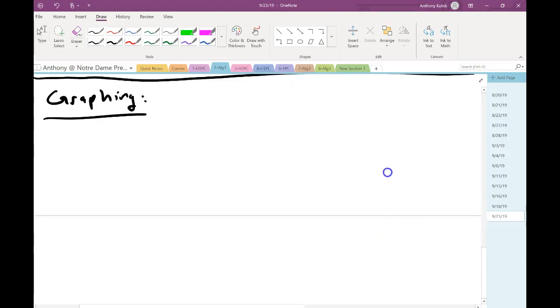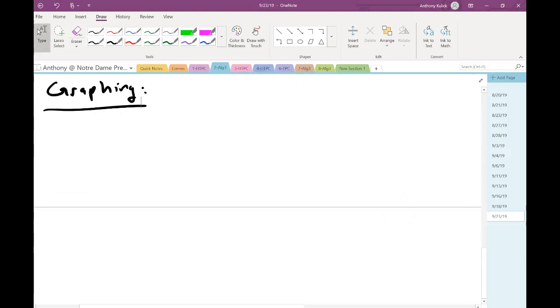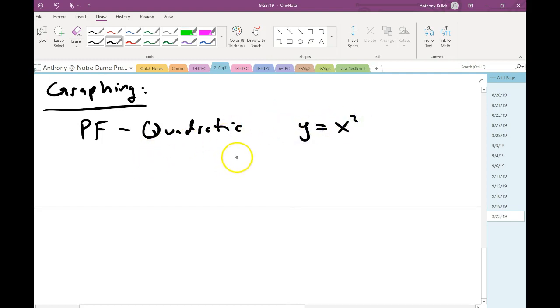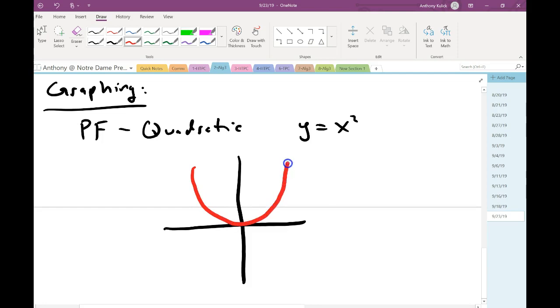So we've been talking about graphing quadratics, and last time we met we talked about finding the vertex, which was an important part of being able to graph a quadratic. So the parent function for quadratics is y equals x squared, and the graph for y equals x squared looks like this.